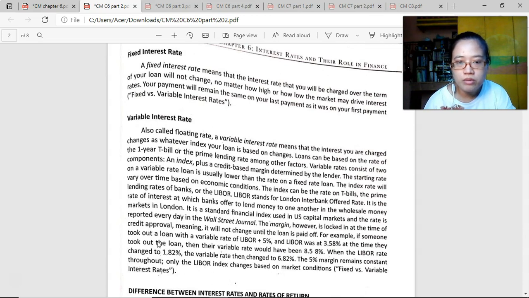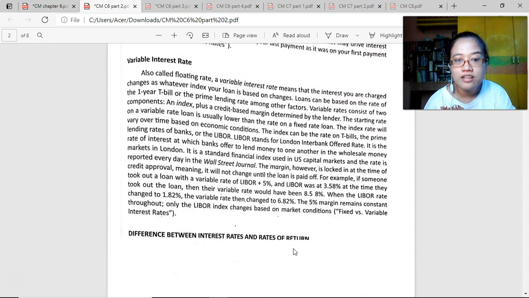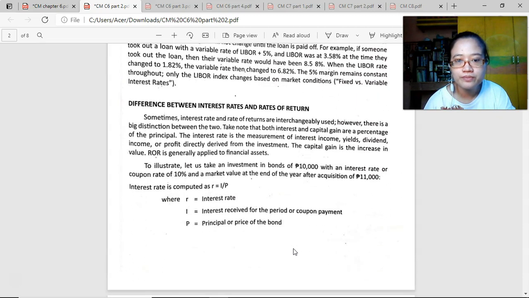For example, if someone took out a loan with a variable rate of LIBOR plus 5%, and LIBOR was at 3.58 at the time they took out the loan, then their variable rate would have been 8.58%. When the LIBOR rate changed to 1.82, the variable rate then changed to 6.82. Bumaba, ano? The 5% margin remains constant throughout. Only the LIBOR index changes based on market conditions. Pero pag tumaas to, adi mas tataas din yung interest rate na babayaran niya.